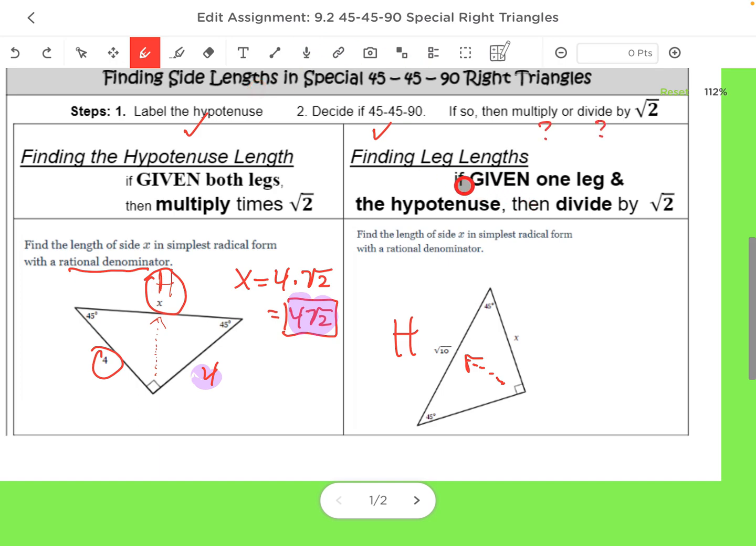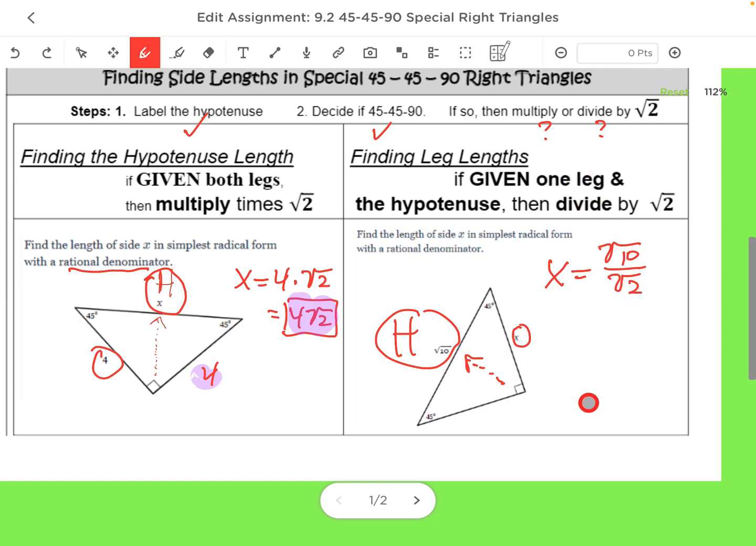Okay. So, if we're finding the side lengths, and you're given one leg, right, we're given this and the hypotenuse, that's our hypotenuse, we're going to divide by square root of 2. So this one we multiplied, this one we're going to divide. So we're going to say x is equal to, instead of multiplying, we're going to divide. So we're going to take that hypotenuse, which is the square root of 10, and we're going to divide by the square root of 2.